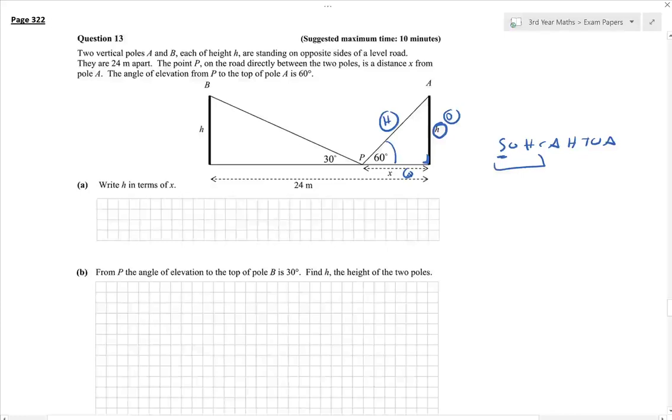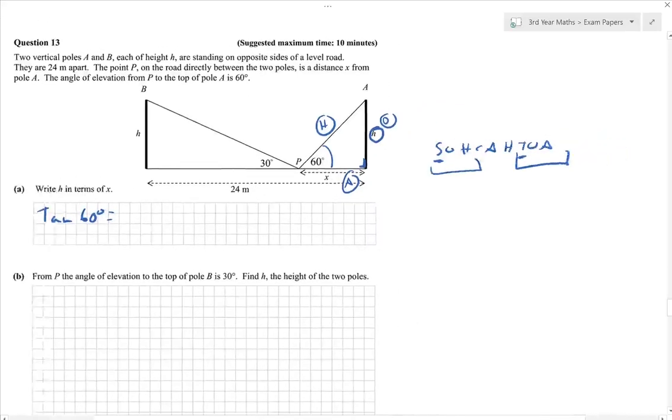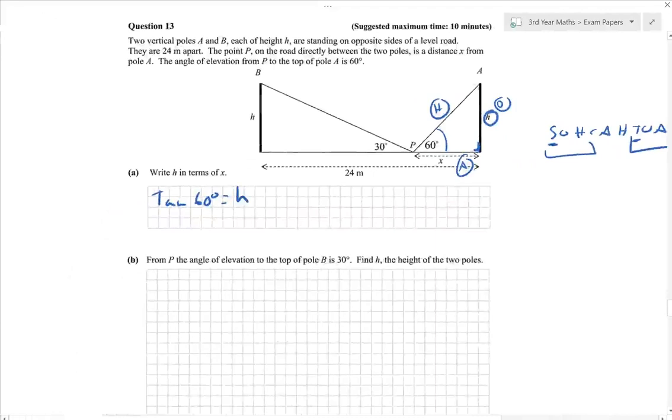Sorry, I actually don't know the value of the hypotenuse. So it's actually the adjacent I'm going to use, because the question said in terms of x, so I actually want to use x. So I'm not using sine, I'm using tan. I'm going to say tan of 60 degrees is equal to my opposite, which is h, because I want h and x, over the adjacent, which is x.